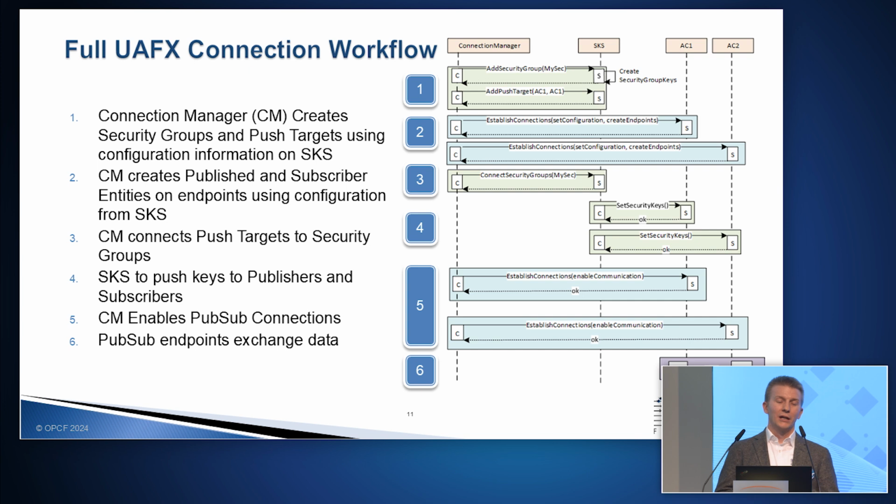Looking into a more detailed workflow, this now means that the connection manager connects to the SKS and sets all the security concepts up as an overview. Then in the next steps, it connects to the different automation components and sets up the connections. Then it tells the SKS to set the security keys, which is then done by the SKS, and then you establish the actual connections for the real communication. And at the end, you have a direct communication going on between the automation components, and the SKS and the connection manager are not involved in the real runtime communication.